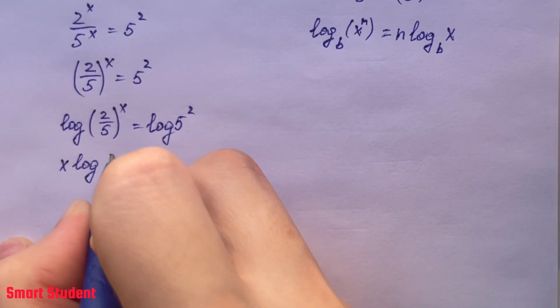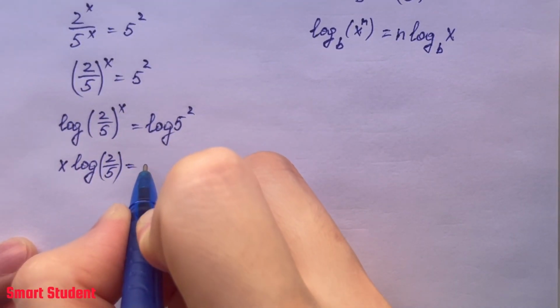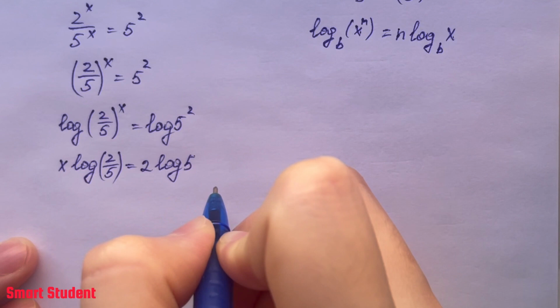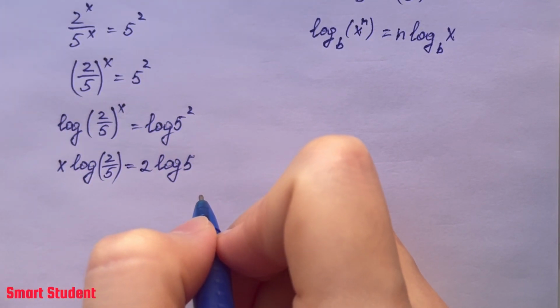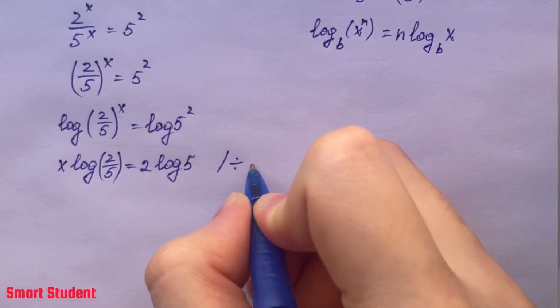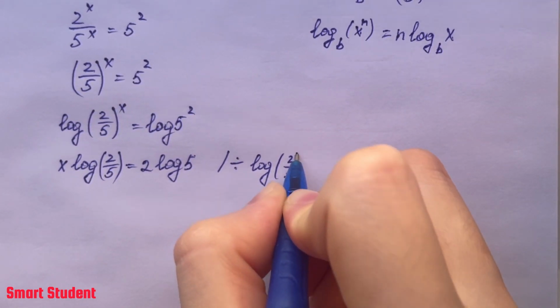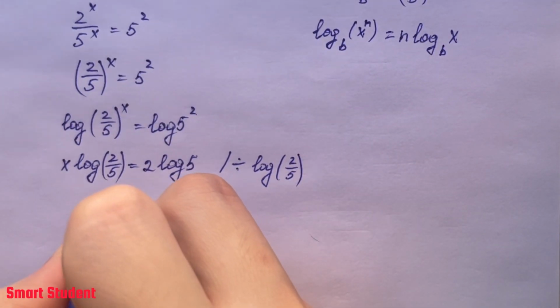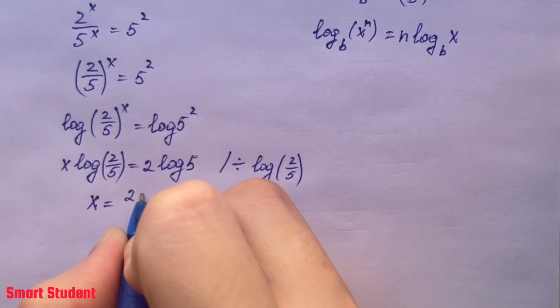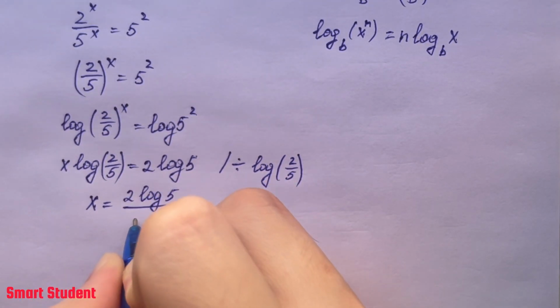So we move x here is equal to this power moved here, so 2 times log 5. Next step is to divide both sides by log 2 over 5. Then we will have x on the left side and 2 log 5 divided by log 2 over 5 on the right side.